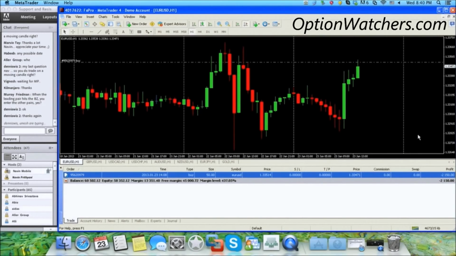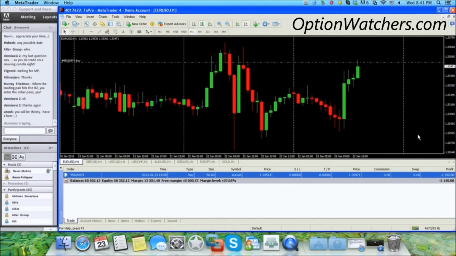Murray, when the leading pair hits the blue zones, you enter the other pairs. Yes, when I actually have more than 2 pairs, actually, Murray, not just one.